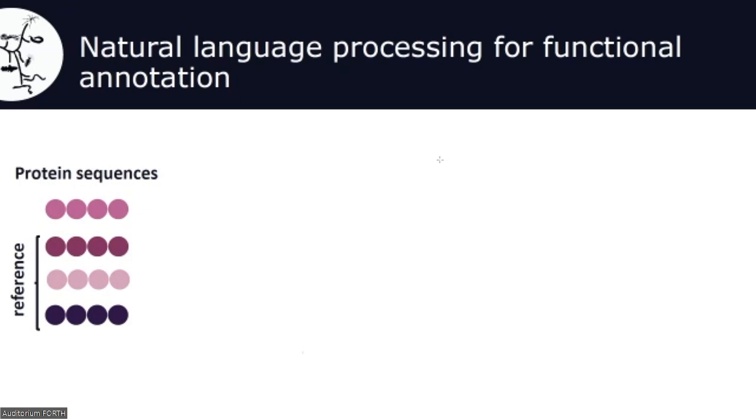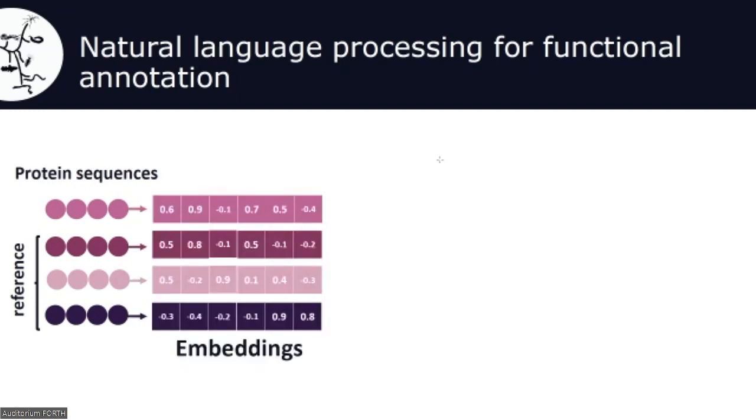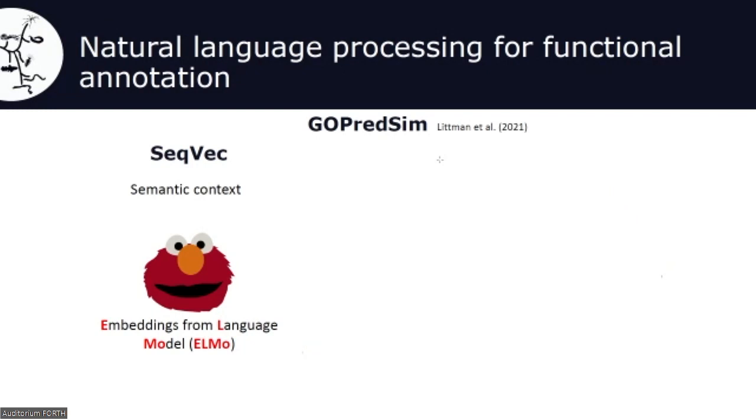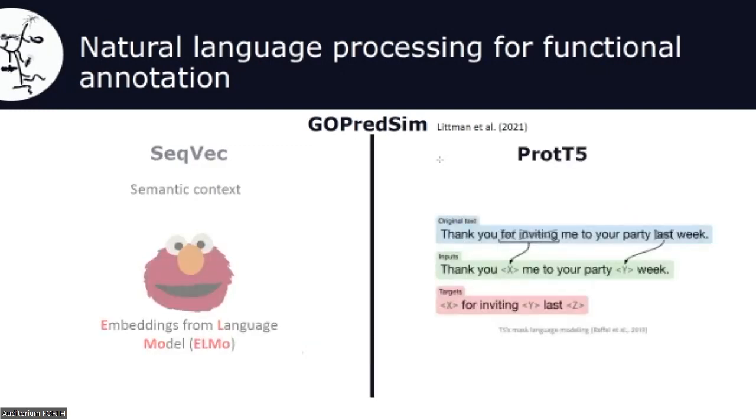So you take your sequence of interest and the references, and you get the embeddings using these protein language models. In the embedding space, for your protein of interest, you can transfer the GO terms from the closest references, whose function you know. I will talk about one called GoPredSim, and I've applied two different methods: SeqVec, which is based on ELMo, and ProtT5, which is similar to the T5 models out there.